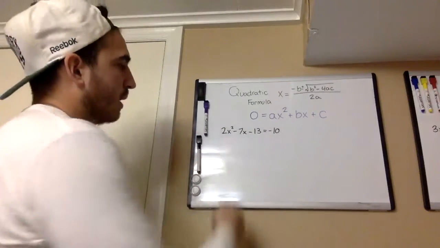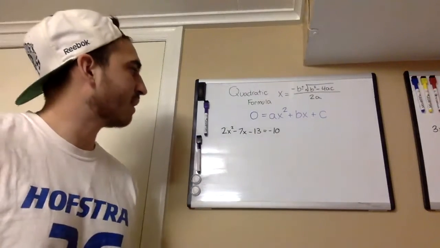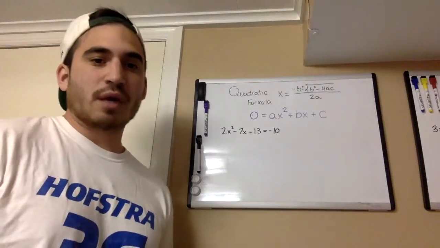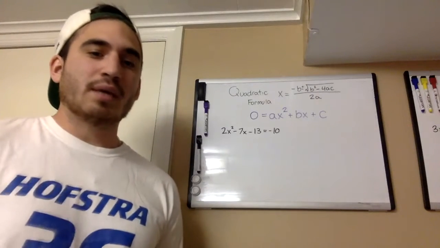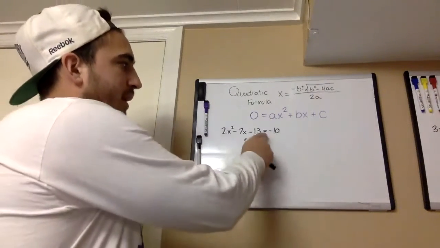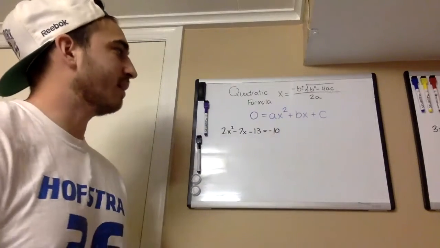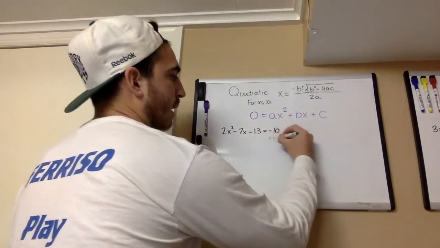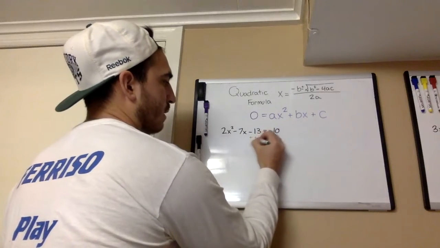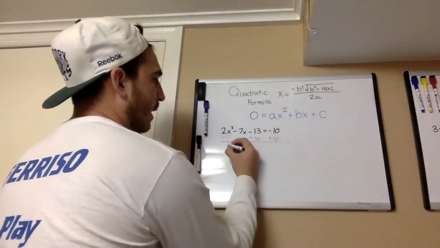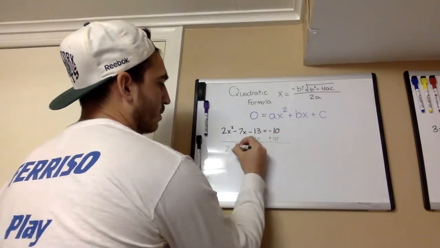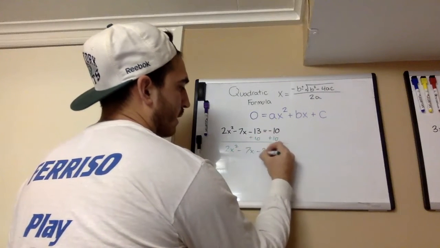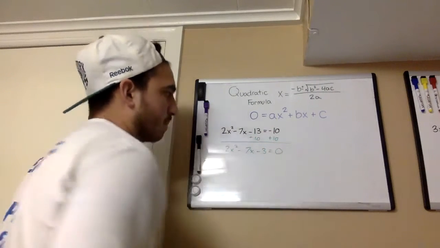So let's look at this problem right here. We have 2x squared minus 7x minus 13 equals negative 10. In order to use the quadratic formula, it must equal 0. In this problem, it equals negative 10, so we must get it to equal 0. In order to do that, since this is a minus 10, we're going to add 10 on both sides. Add 10. We're going to end up getting 2x squared minus 7x minus 3 is equal to 0.